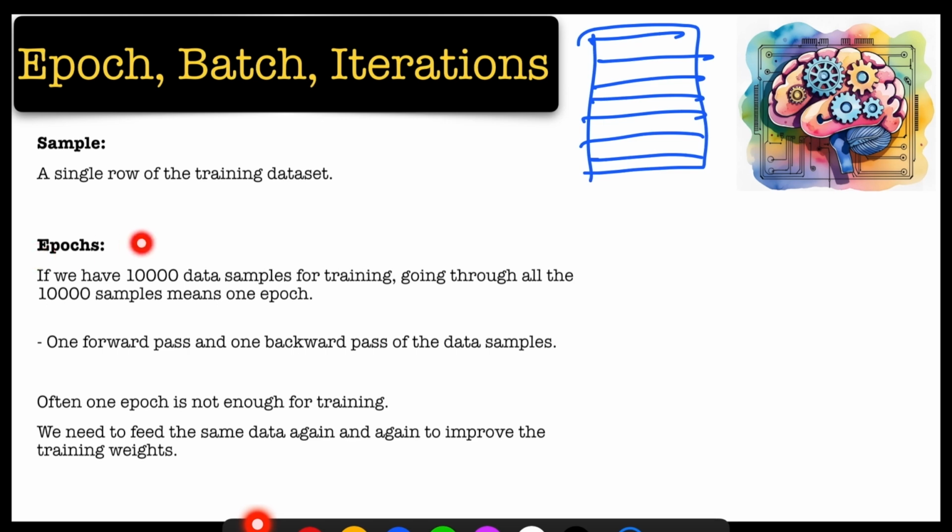So what is an epoch? Let's say you have 10,000 data samples for training. Going through all the 10,000 samples means one epoch. That means going through all the data samples means one epoch. And what does it mean? One forward pass and one backward pass of the data samples.